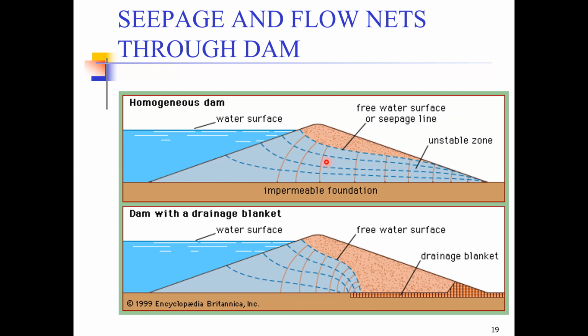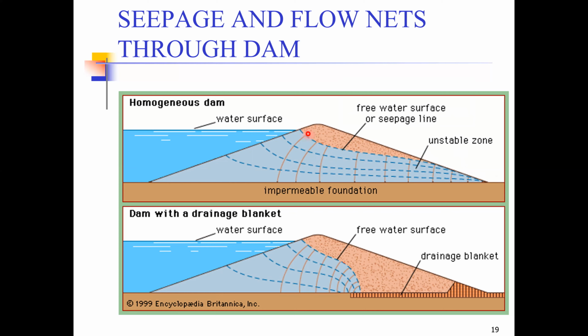And this is how the flow nets of water flow through the dam body look like. So water from the upstream end moves through the dam body and exits somewhere near the downstream end. This line represents the phreatic surface, which represents the top surface of the water level.